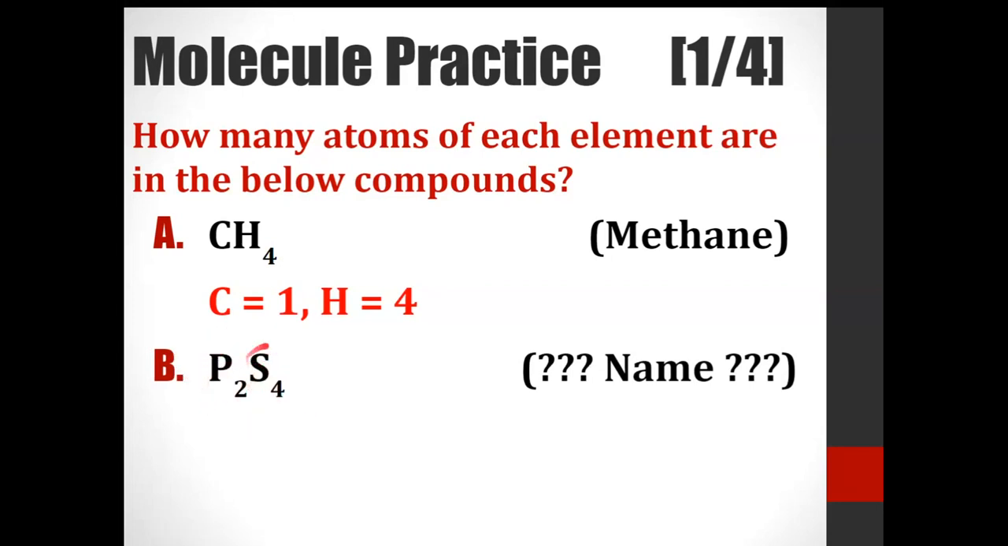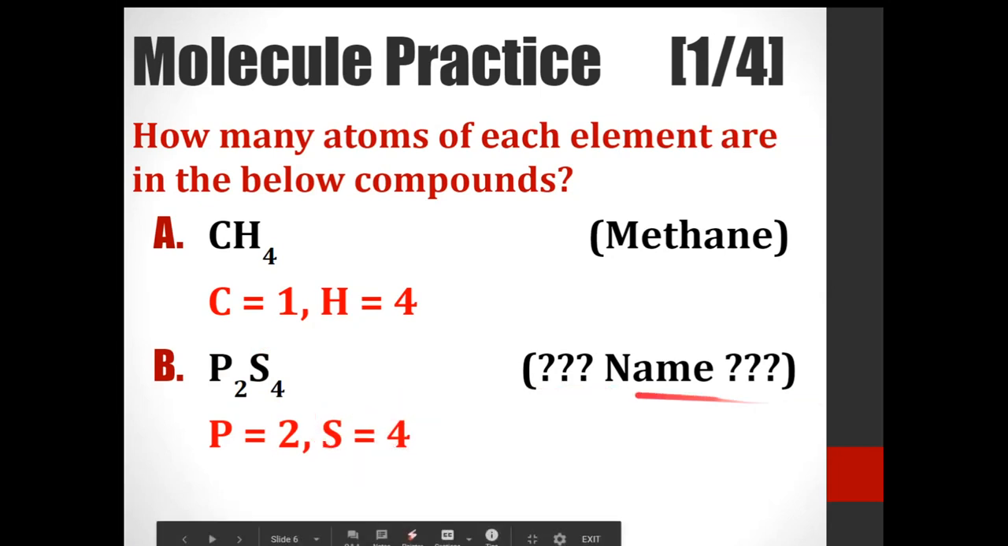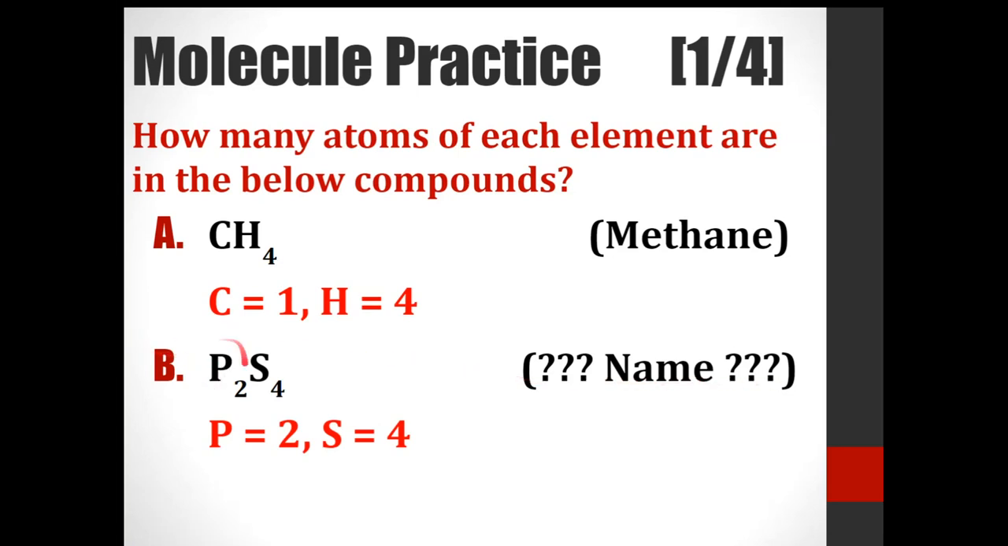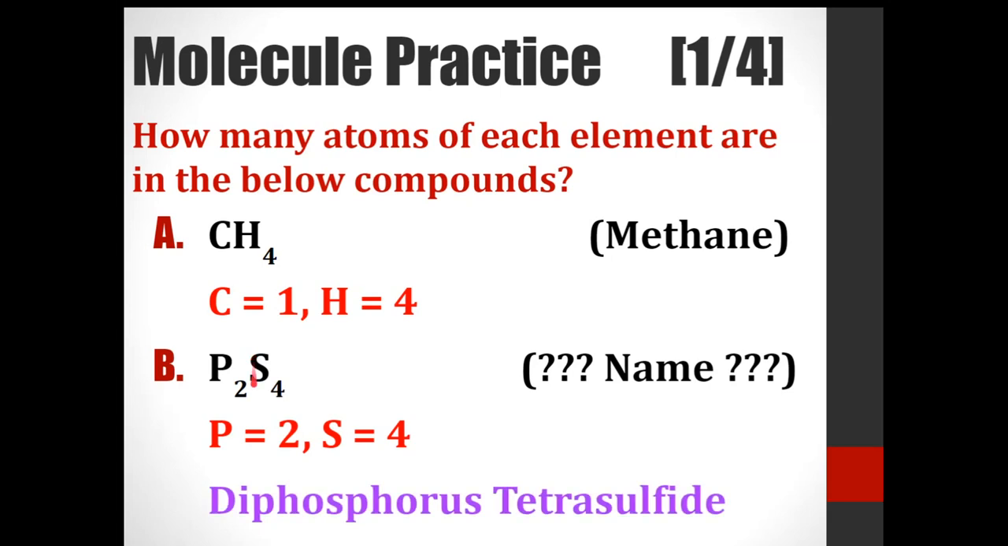Here I've got P2S4. So this is going to give us 2 phosphoruses and 4 sulfurs, but it asks you also to name it. Since this starts with phosphorus, which is a non-metal, this is a molecular covalent compound, which means we use our subscripts as prefixes. So 2 is di, P is phosphorus, 4 is tetra, S is sulfur, which becomes sulfide. So this is diphosphorus tetrasulfide.